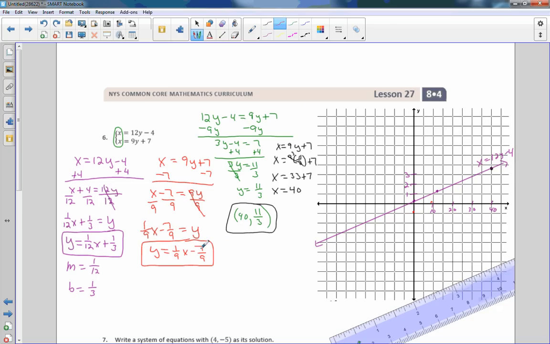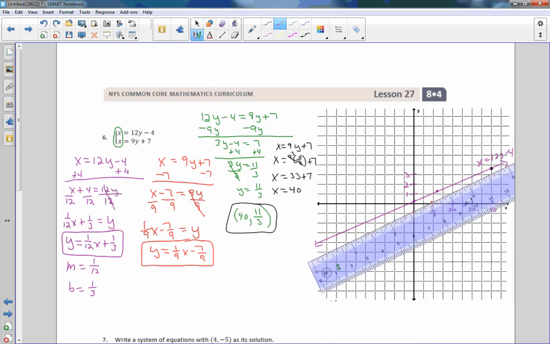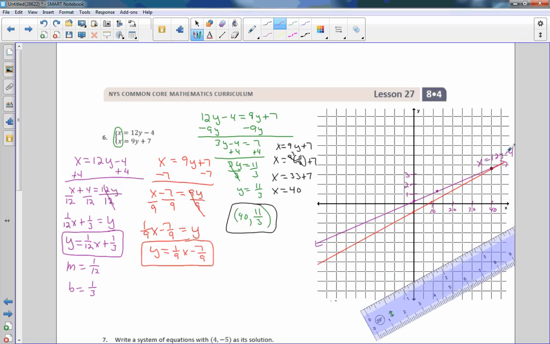Okay, so now I'm going to graph this line, which is here, and I need to make an adjustment to my ruler. And I need to go through that point there and those two as well. So here is the line x equals 9y plus 7. So as you can see, these two lines do eventually cross at (40, 11/3).